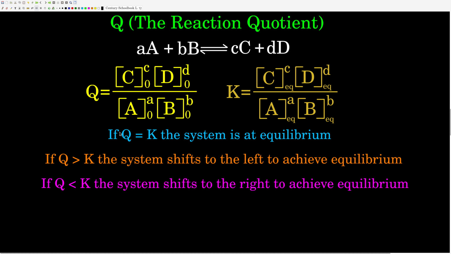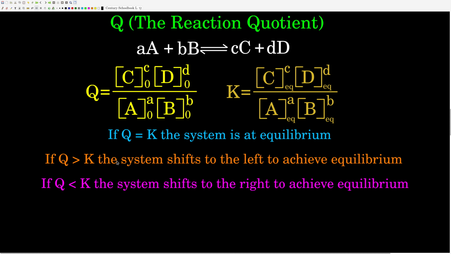Now, once the value of Q is equal to the value of K, that's how we know the system is at equilibrium. On the other hand, if the value of Q is bigger than the value of K, first of all, that system will come to equilibrium eventually. How fast? We don't know. That depends upon the rate constant, little k, but it will. And if Q is bigger than K, the equilibrium is going to shift to the left, to the reactant side, in order to achieve equilibrium.